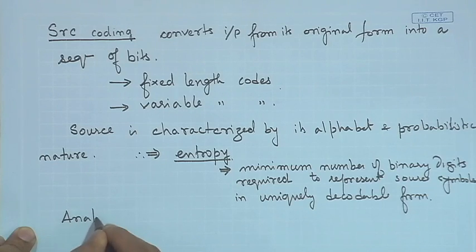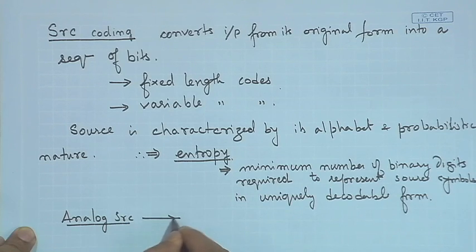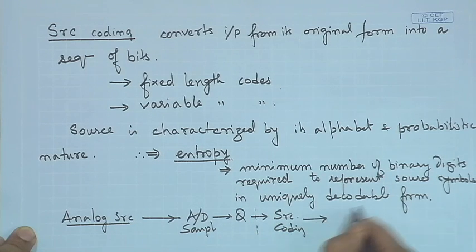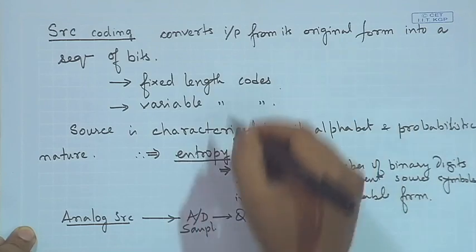Now, if there is an analog source, we have said you first convert through an AD converter, then a quantizer. We will look into details. The AD converter is basically the sampler, then the quantizer, and then this source coding. So, here itself you get bits or symbols output, you go through the source coding, and you generate the same set of things that you have here.